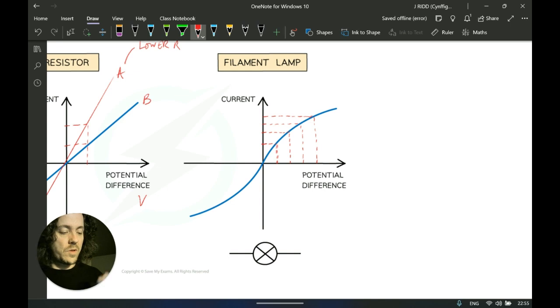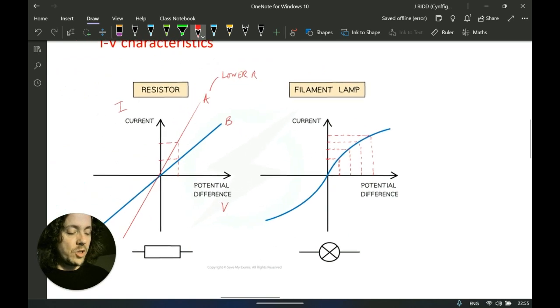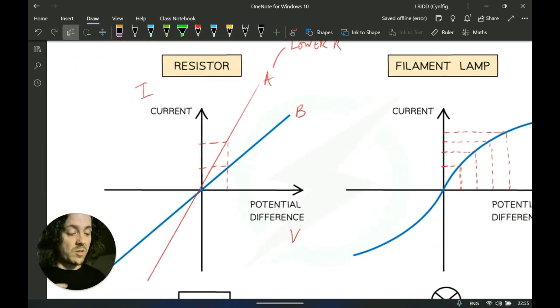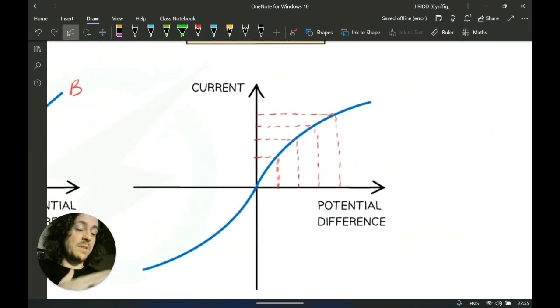In other words, the incremental increase in current is going down, and that is because the resistance of this wire, the resistance of the filament in the lamp, is getting higher. We can go back to our previous graph to illustrate this. When the line is shallower, we've got a higher resistance, and when it's steeper, we've got a lower resistance. So if you look at this line, it starts off quite steep and then gets more and more shallow as time goes on. That implies that the resistance is in fact increasing, giving it that characteristic shape.